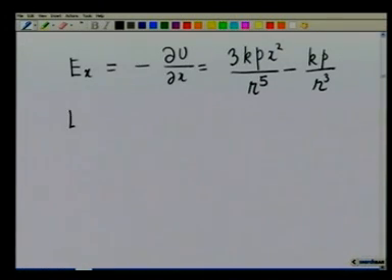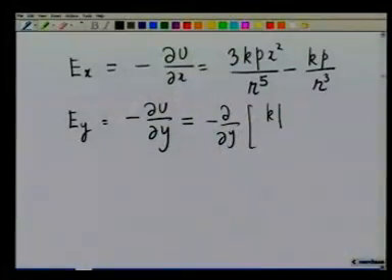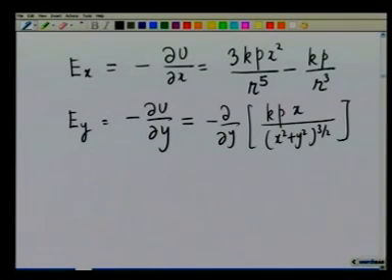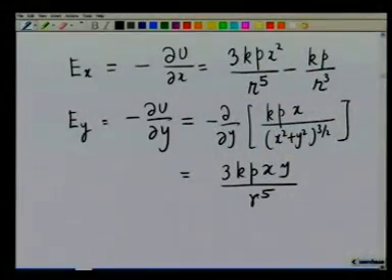Similarly, I can find E y, which is minus partial of U with respect to y, of k p x over x square plus y square raised to 3 halves, and that gives you 3 k p x y over r raised to 5. These are the two components of the electric field.